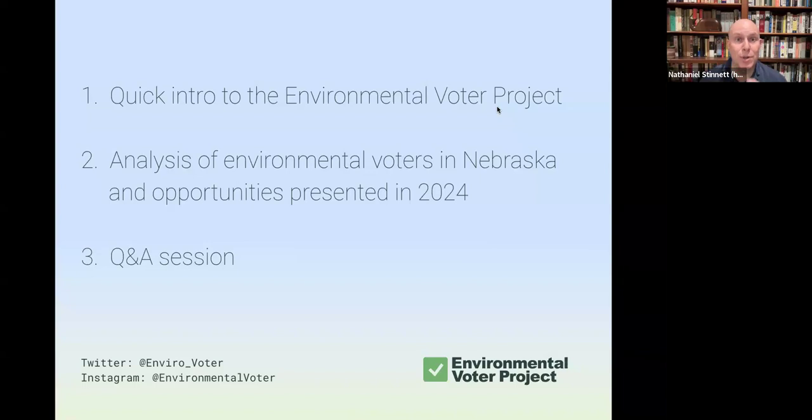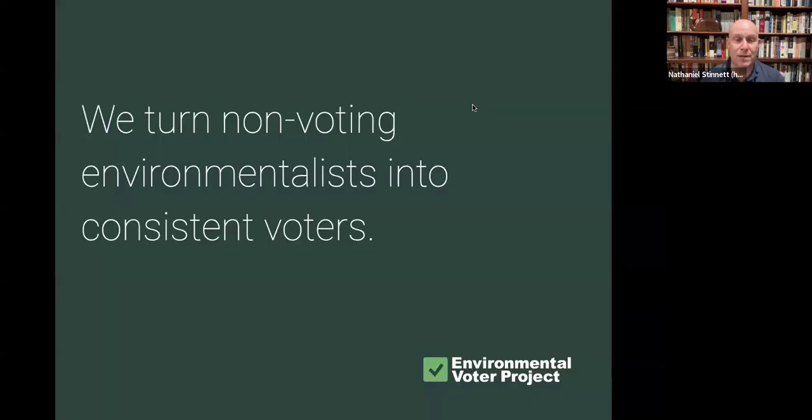So for those of you who don't know me, I'm Nathaniel Stinnett. I'm the founder and executive director of the Environmental Voter Project. And as I said, I'm going to start by just giving you a brief overview of our work. In a nutshell, what we do at the Environmental Voter Project is we identify people who care deeply about climate and the environment yet don't vote, and then we turn them into better voters. That's it. That's all we do. We find environmentalists who don't vote and turn them into better voters.